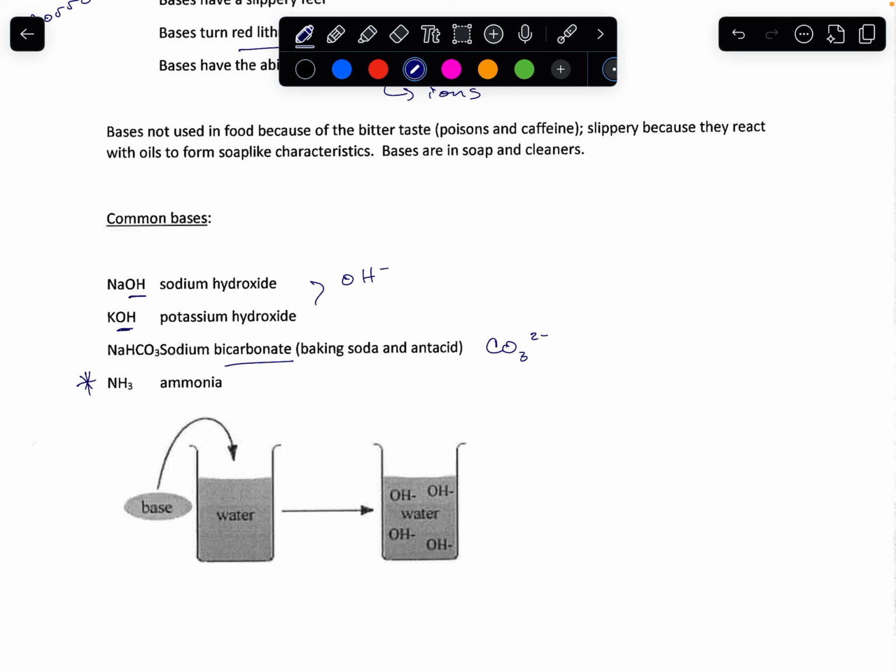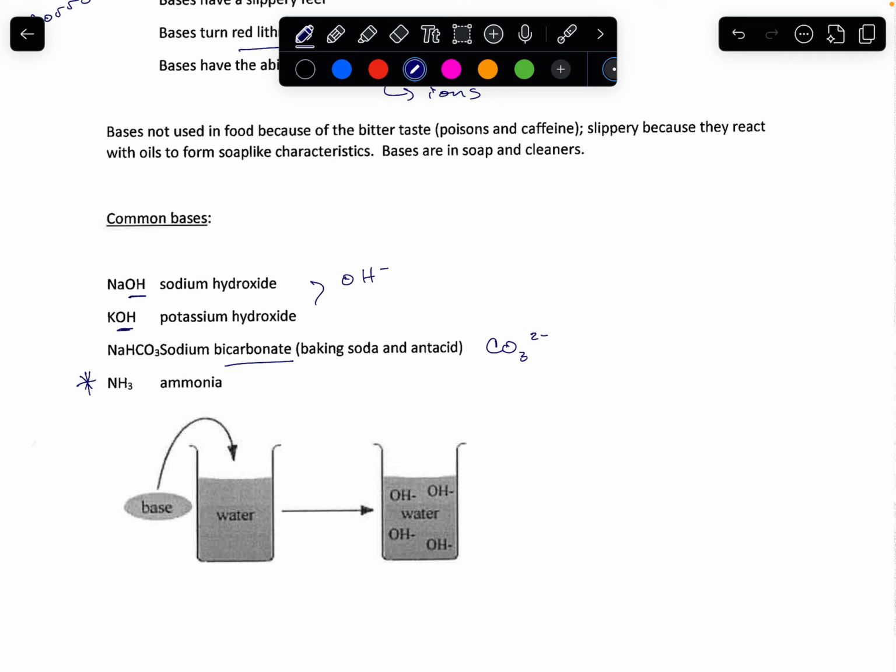And probably the most important one that doesn't quite look like the others is ammonia. This one, you got to remember the formula, NH3. Ammonia doesn't look like our other bases, but it is indeed a base.